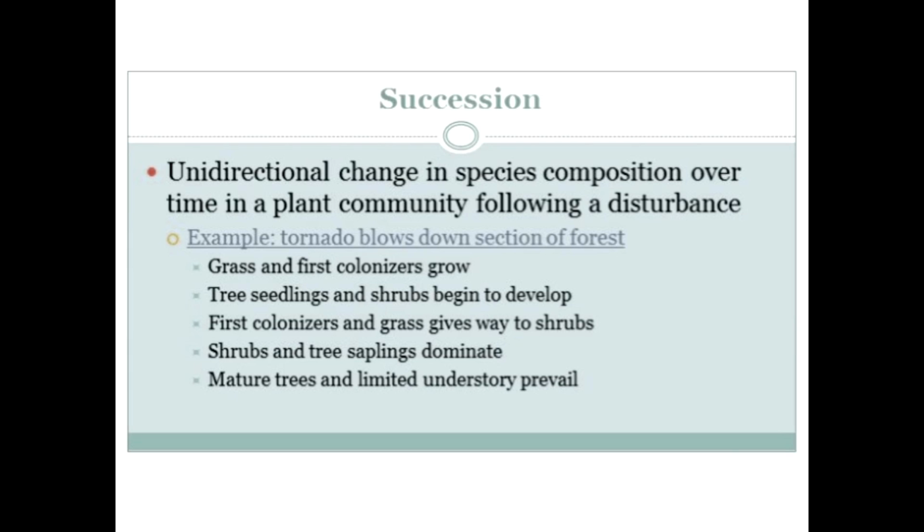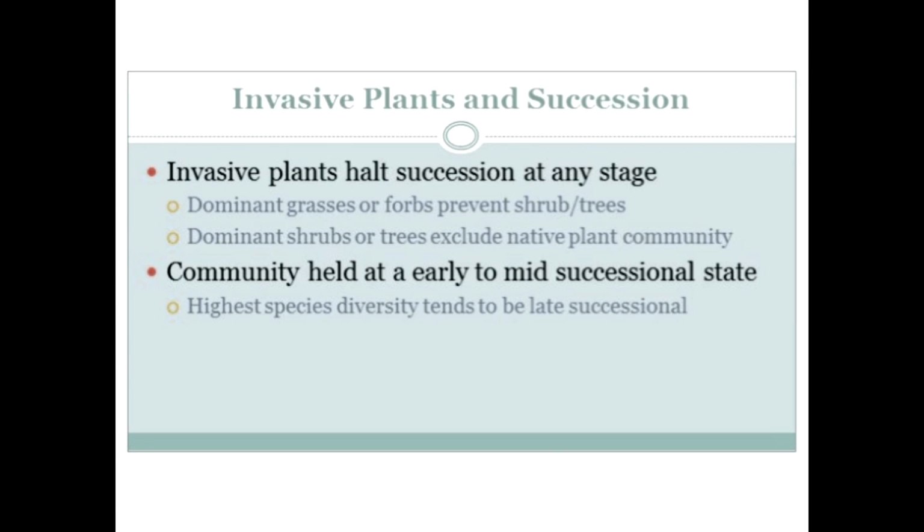After a few years, you can get tree seedlings starting to get a few feet tall, and you get shrubs coming in. Those give way to shrubs and saplings, tree saplings being some of the dominant species. And then finally, you get mature trees and then limited understory being sort of what we call the climax composition of a forest. Well, when you introduce invasive species into the mix, they can actually halt that process at any stage in it.